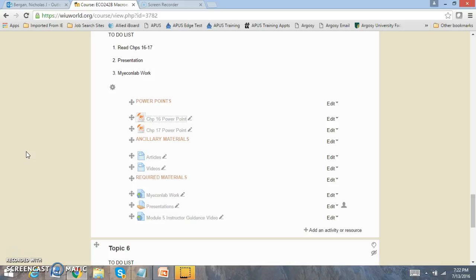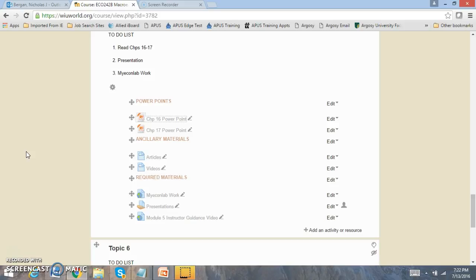For Module 5, you're going to be reading Chapter 16 and 17. You have your presentation, which we'll go over, and you have your MyEcon Lab work. Couple key things to remember.